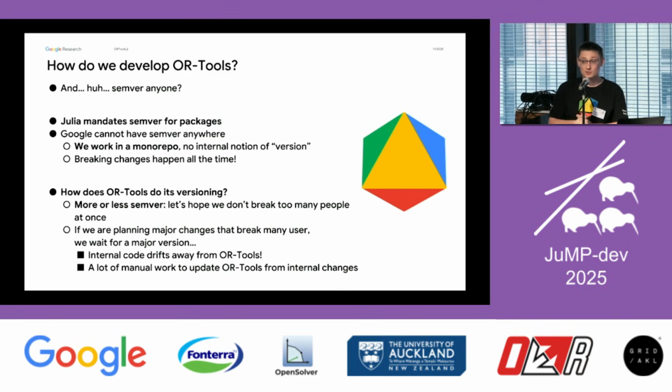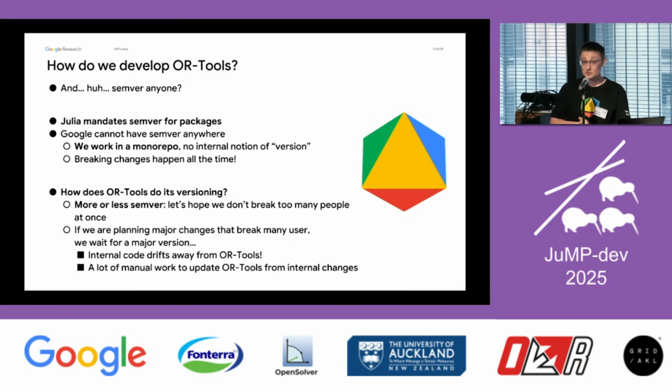Just one more point about the development of this package, because there's a huge mismatch about how Google works and how many languages work, including Julia, and it's about semantic versioning. So Julia packages roughly have to follow semantic versioning in the sense that whenever you have a breaking change, then you have to update your major version. But we're working at Google, and Google works in a monorepo, and we don't really have the notion of version. It's just one single version for every code at Google at once.